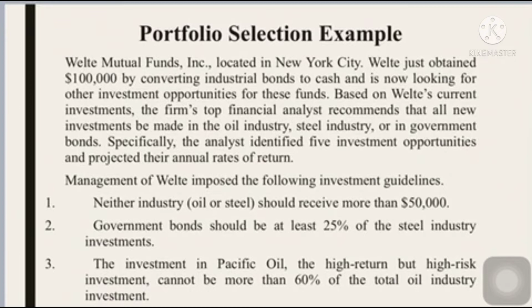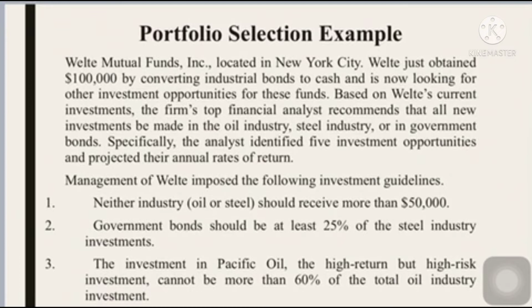Number 1. Neither industry, oil or steel, should receive more than $50,000. Number 2. Government bonds should be at least 25% of the steel industry investments. Number 3. The investment in Pacific Oil, the high return but higher risk investment, cannot be more than 60% of the total oil industry investment. So, what portfolio recommendation, investments and amounts, should be made for the available $100,000?